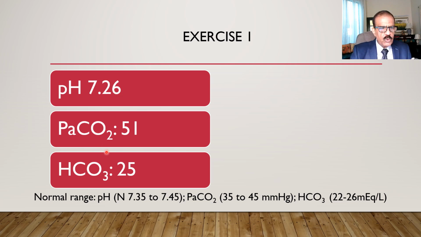Then go to these two parameters. PaCO2 is acid and it is in excess. And bicarb is an alkali, and that is within the normal range. Bicarb is within the normal range in this case. Okay, so 22 to 26 is normal.